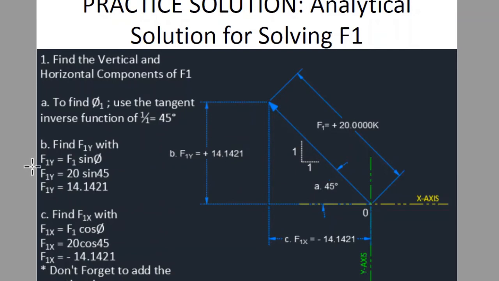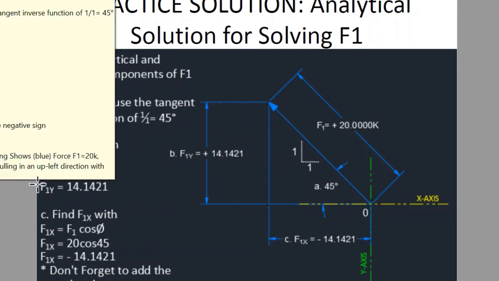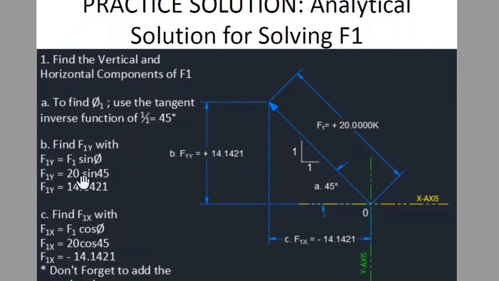F1y is equal to F1 sine of theta. We find that by plugging in the 20 from our force 1 times the sine of 45, which is our theta, and we find that F1y is equal to 14.1421. Now, F1x is equal to F1 cosine of theta, and we find that F1x is equal to negative 14.1421. Don't forget to add the negative sign. Remember, the F1x is traveling in a left direction.